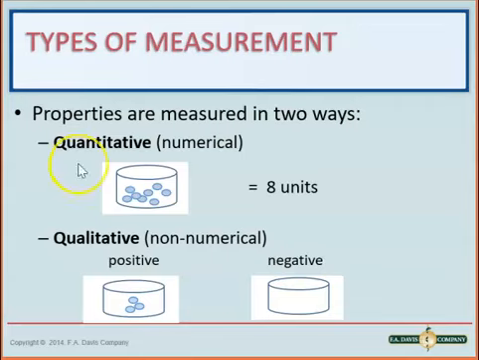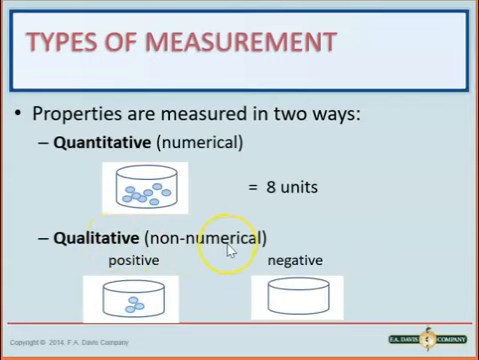Let's say you're running a lab test and you're going to end up with an actual number value. Let's say you're looking for how much of an analyte is in this sample, and you end up with 8 units in the sample. That is quantitative. You're ending up with the exact amount in a numerical value.